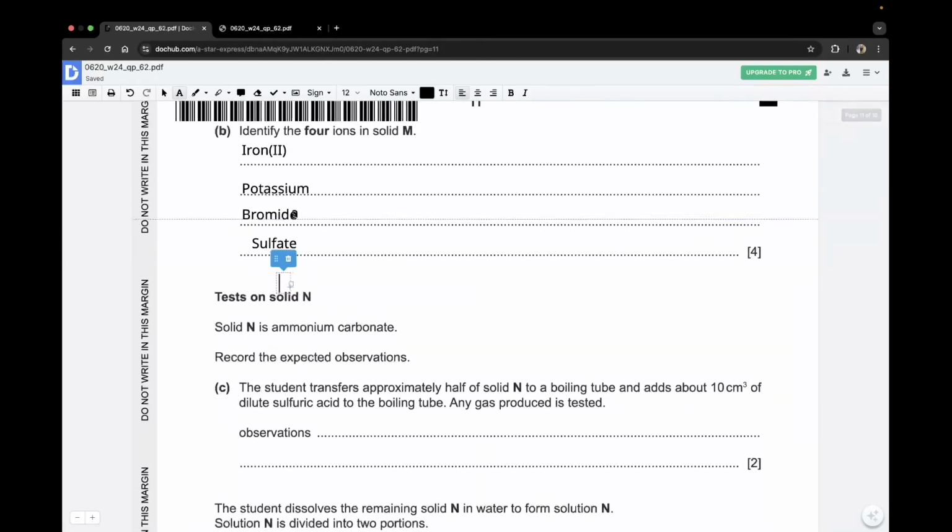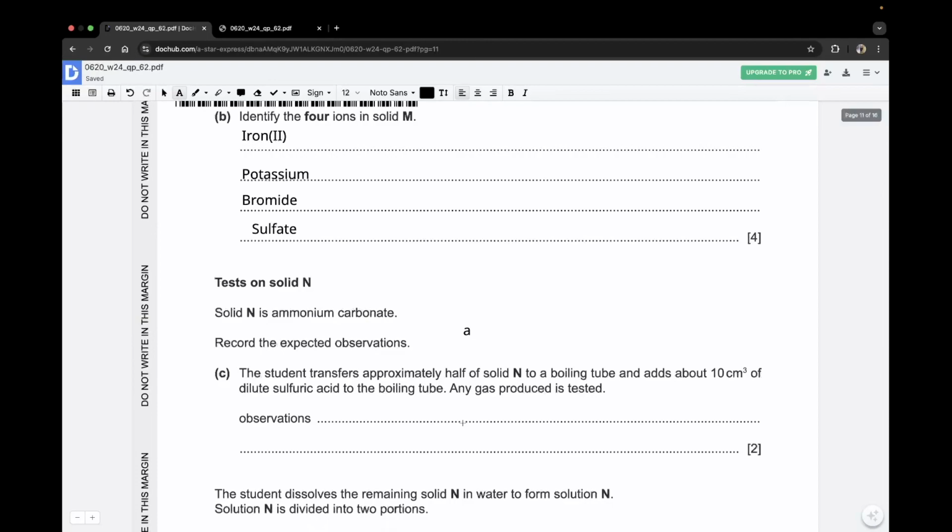Right, so now for solid N, they've given us what it is, and they just want us to find the observations. The student transfers approximately half of solid N to a boiling tube and adds about 10 centimeter cube of dilute sulfuric acid to the boiling tube. Any gas that is produced is tested. What are the observations?